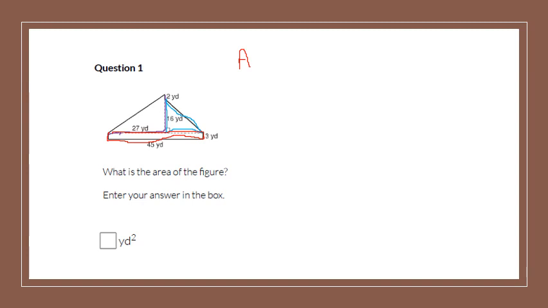So I'm going to start with the rectangle. The area of a rectangle is length times width. So all I need to do is multiply the length and width together. 3 times 45 gives me the area of that rectangle is 135 yards squared.